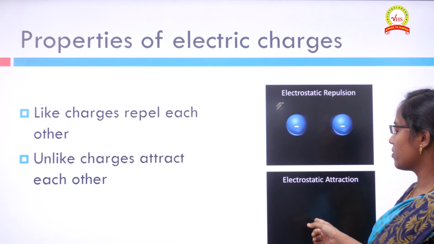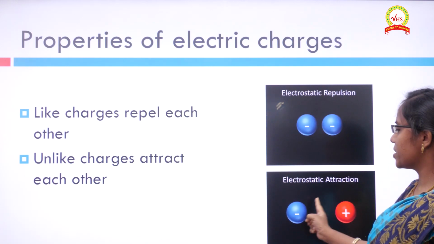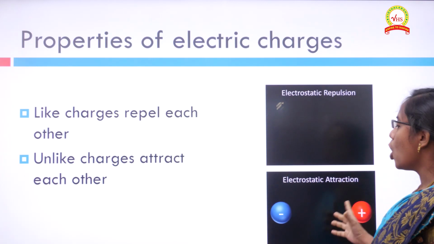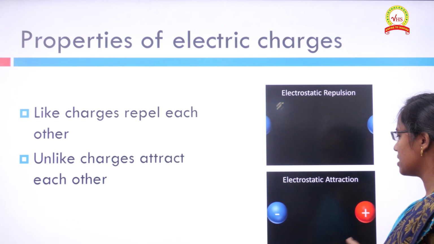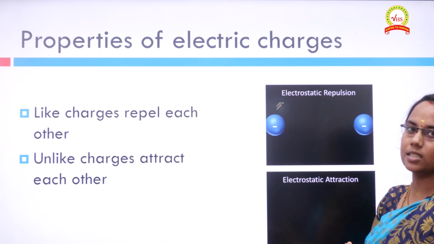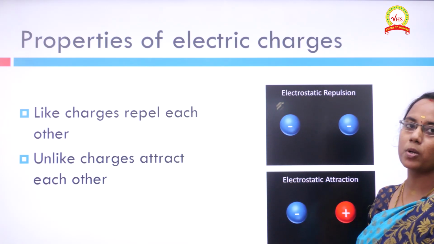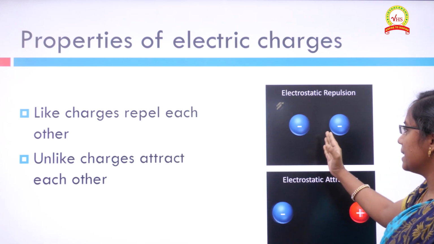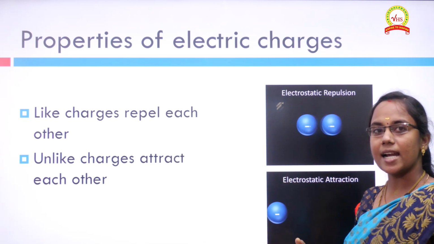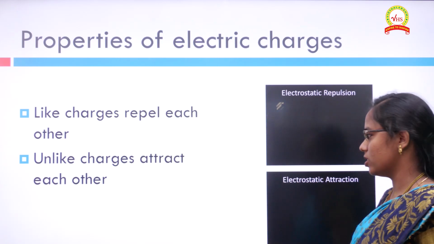Whereas in this case we can see a positive charge and a negative charge. Both are opposite charges or unlike charges which are attracting towards each other. So this is a very basic property of electric charge where like charges will be repelling away and unlike charges will be attracting each other.